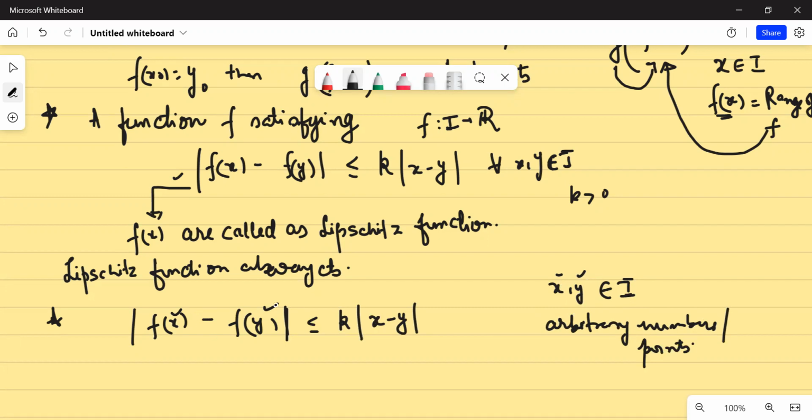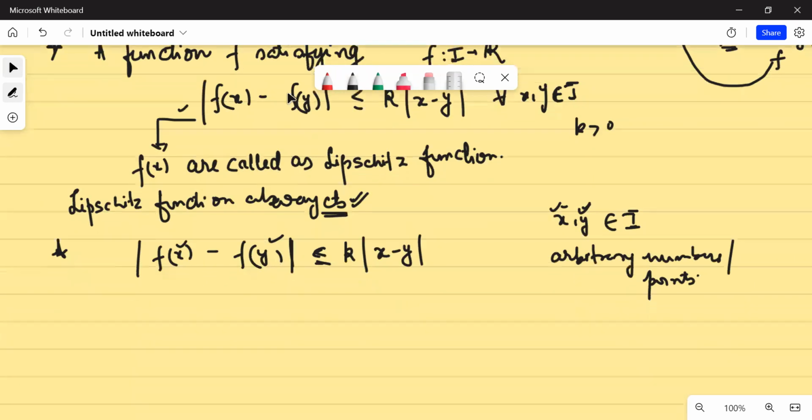So if you take any arbitrary numbers x and y from interval I, and take the modulus of f(x) minus f(y), then it is always less than or equal to k times mod of x minus y. Such functions are called Lipschitz functions. And now I'm saying that such Lipschitz functions are always continuous. So how would I do it?